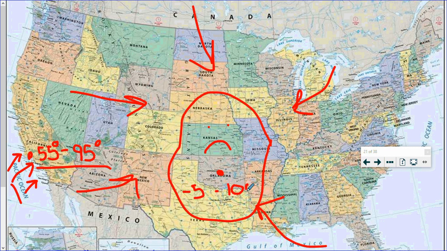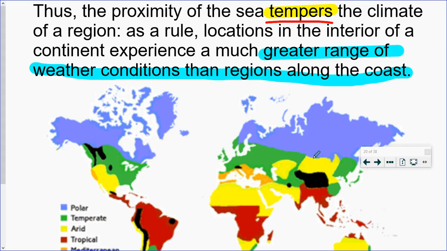So being close to a body of water tempers the climate. It causes it not to change very much. And that's a huge role in terms of climate factors. So close to a body of water means it would have a small range of temperatures and more precipitation. Far from a body of water means you're going to have a very large range of temperatures and a very low amount of precipitation.